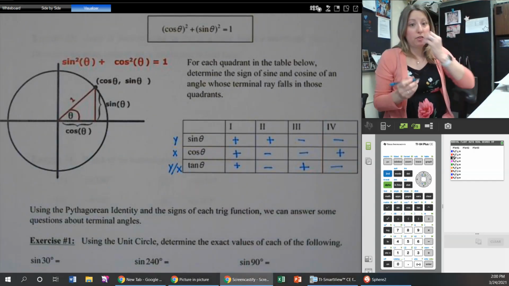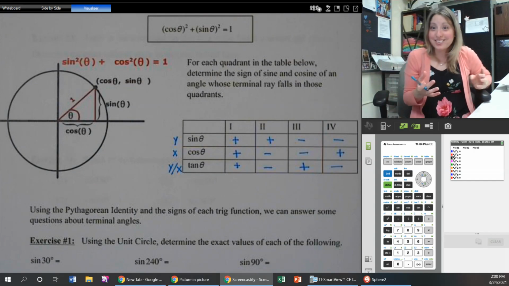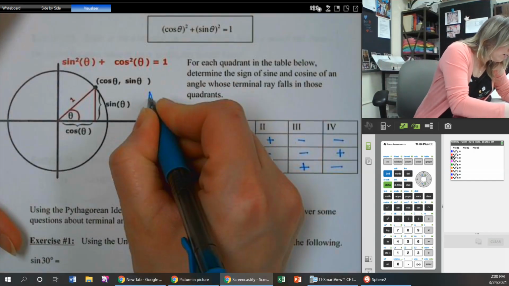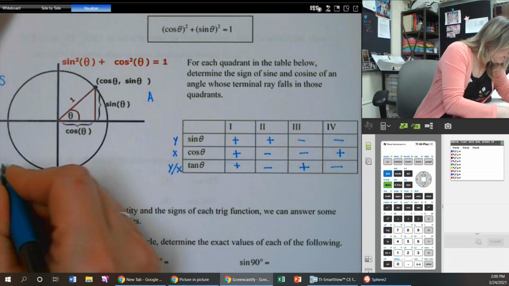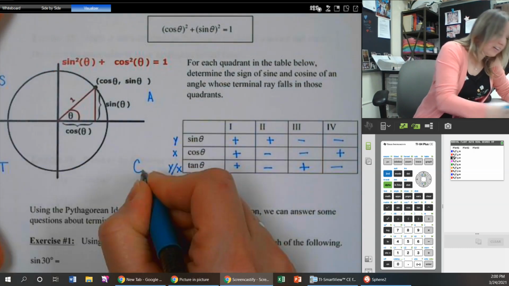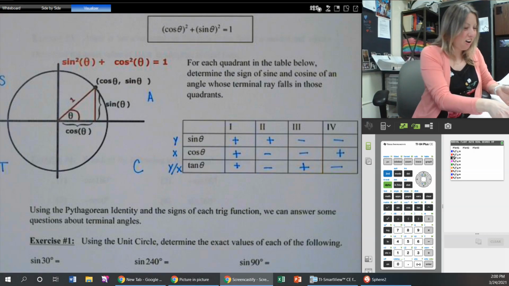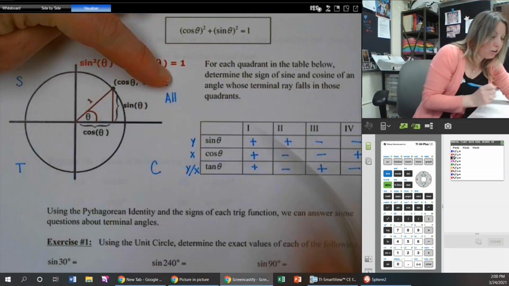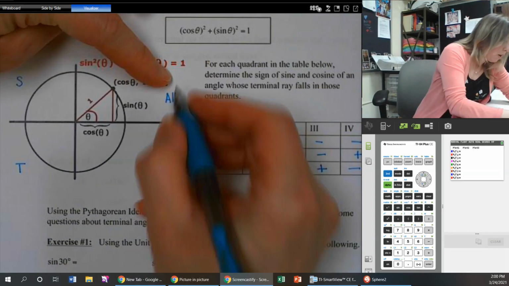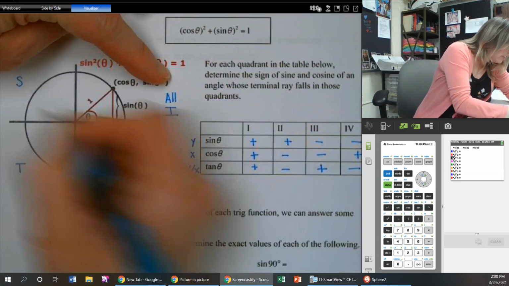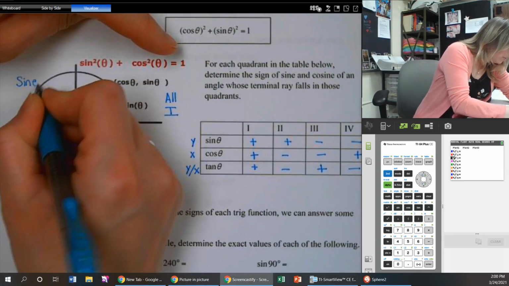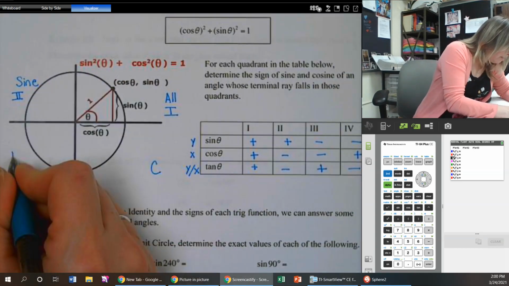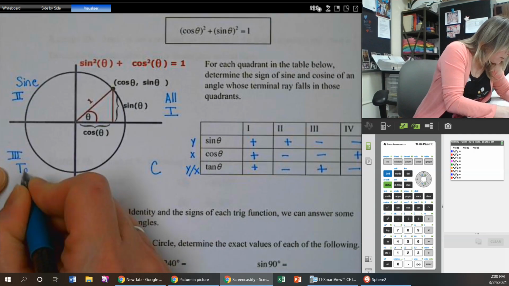So the way that we remember this is all students take Collins. All students take Collins. All of our ratios are positive in the first quadrant. In the second quadrant, only sine is positive. In the third quadrant, only tangent is positive.